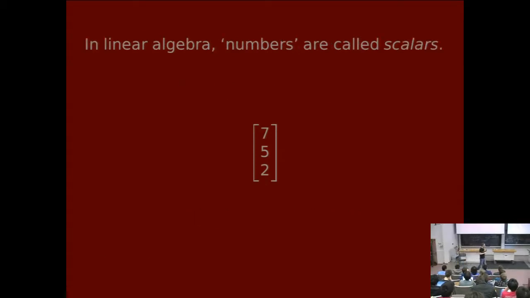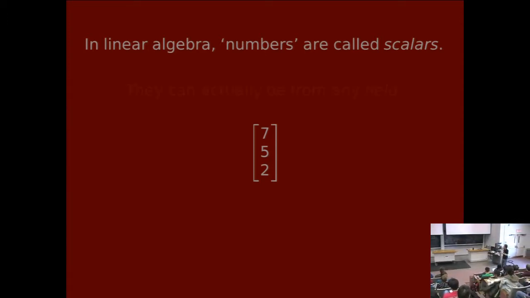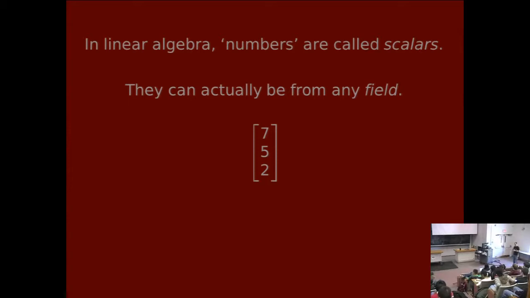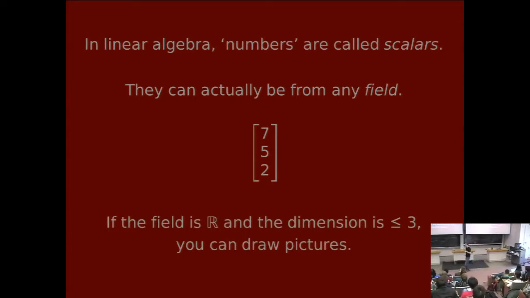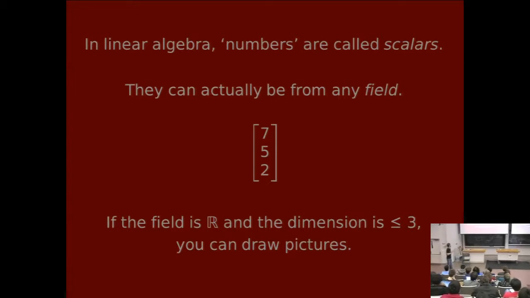In linear algebra, though, we don't call the numbers numbers, we call them scalars, because they can be used to scale vectors, so you'll need to get used to that. And in fact, the scalars can be from any field, so that was another reason we talked about fields a few lectures ago. It's also important for linear algebra. Okay, so you fix any field, and then vectors would be a list of numbers from that field. And it's particularly nice if the field is like the real numbers, and if the dimension is at most 3, because then you can draw pictures in space. It doesn't work so well with other fields or higher dimensions.